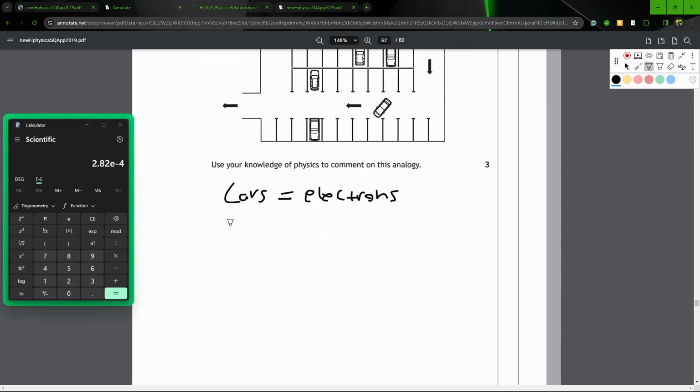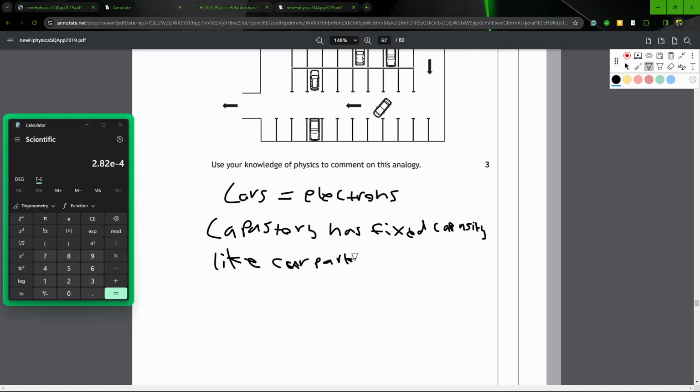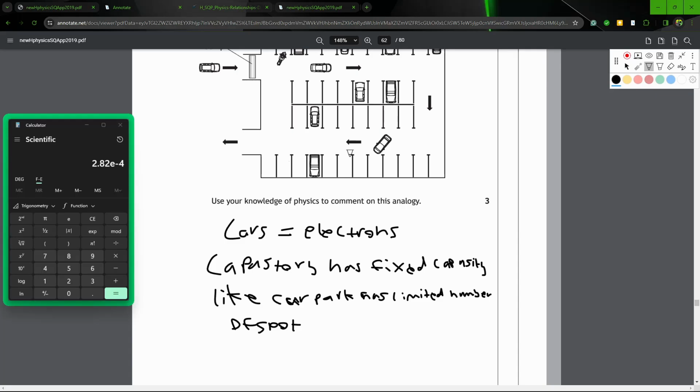You can say a capacitor has fixed capacity, like a car park. There's a limited number of spots. So there's only so much charge you can hold in a capacitor, right?